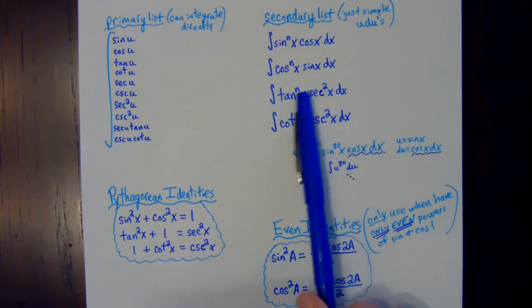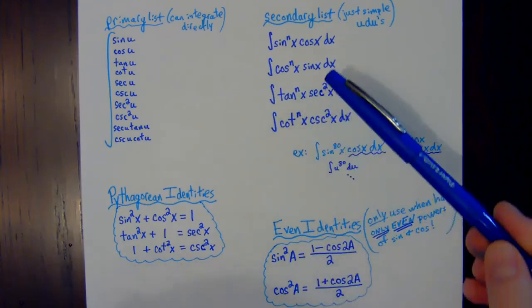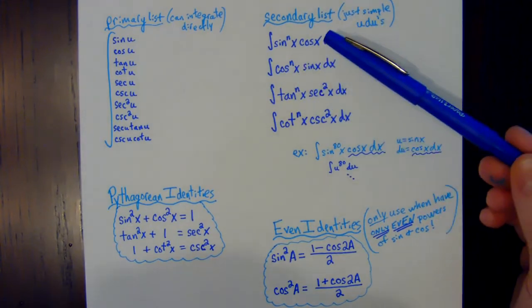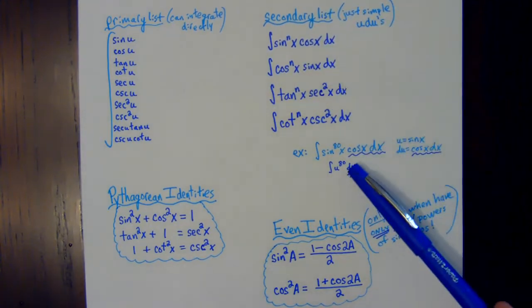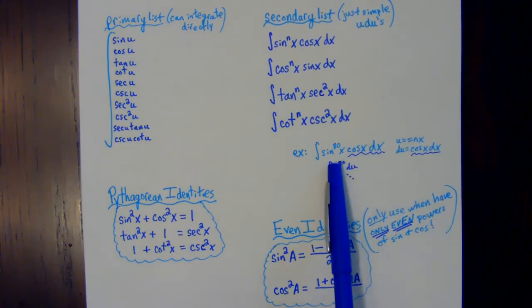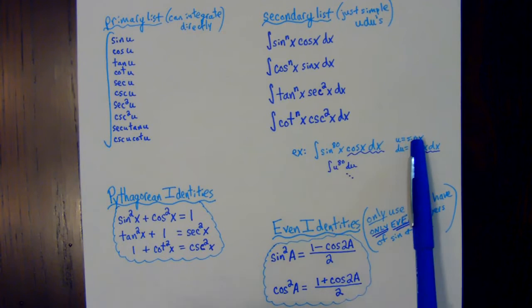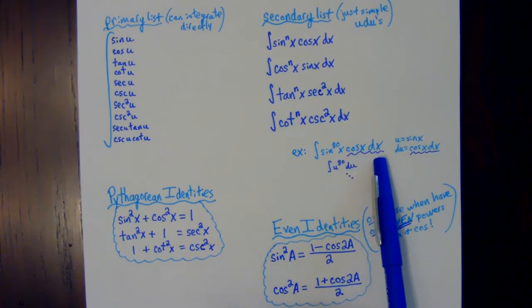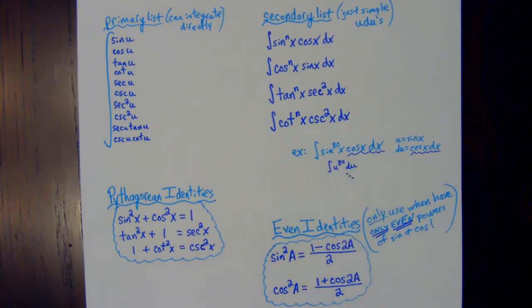And then right here is the secondary list, is if you have sine raised to any power or cosine raised to any power, and you pair that with a single sine or cosine, that's just going to be a simple u du, right? So like if you take this example, you can let u equal a single power of that sine function. The du is going to give you that cosine, so you're going to get that other single trig function to match up, and then you have a simple u du right there, right?